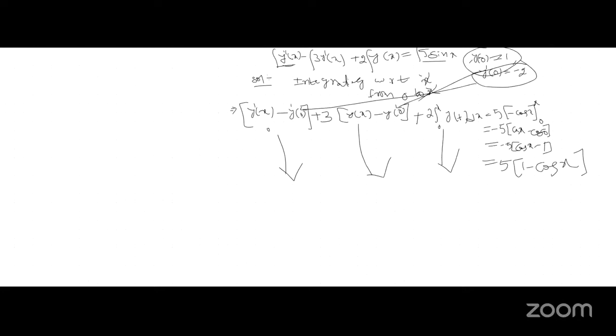So this becomes y dash of x. Here y dash of 0 is minus 2, no? So the minus is already there, that becomes 2 plus 3 into y of x and y of 0 equal to 1. So that becomes minus 3. No, sorry, this is the minus 3.